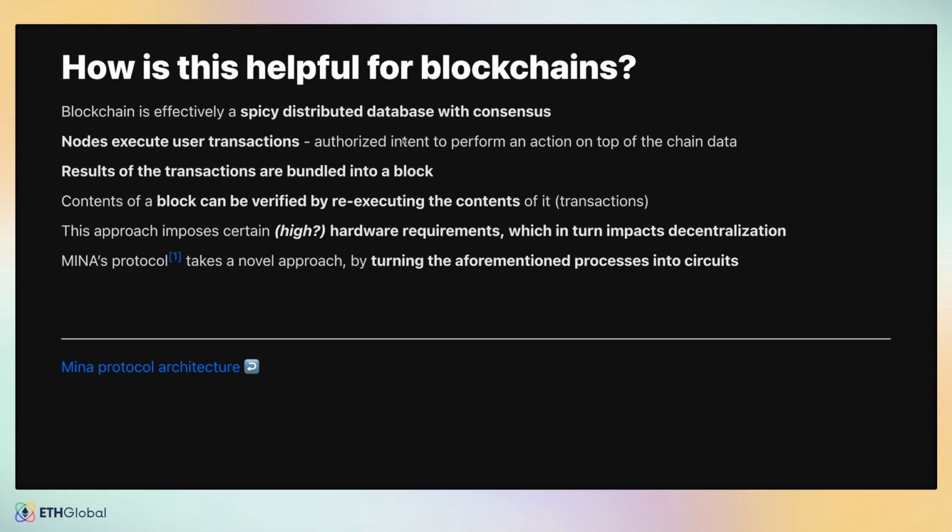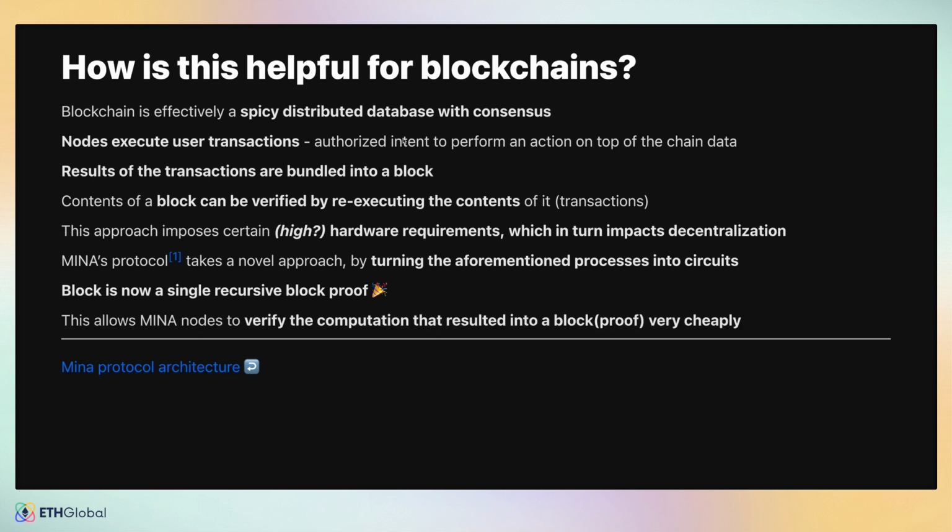You just have to verify a Mina block proof and a consensus proof and probably a bunch of other proofs, and you have then the latest state. So yeah, a block is now a single recursive proof, which is really amazing for multiple reasons. All right, so you can find more information in the Mina protocol architecture. I'll share the slides afterwards so you can find all the links.